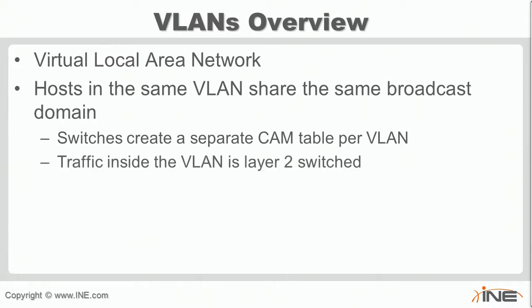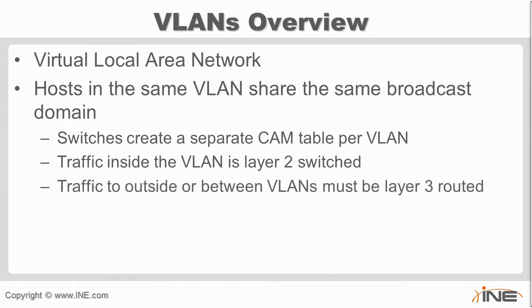This also means that traffic inside the VLAN is going to use that layer 2 switching table or the CAM table for its decisions. So traffic in the VLAN is switched, but traffic between VLANs has to be routed, because when an ARP request is generated in VLAN 10, it can't be forwarded to VLAN 20 because they have separate MAC address tables or separate CAM tables.